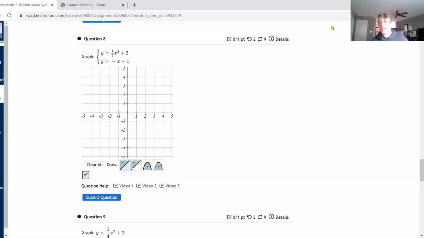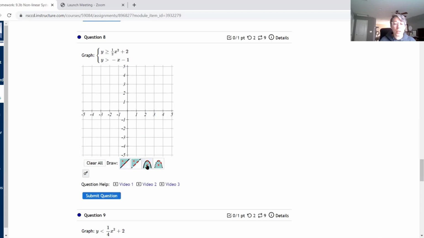Now I wanted to take a look at some of the homework here because I know some people struggle with how to graph these. So this is question 8 from your homework. The top one is a parabola. I want you to find the points of intersection. I'm only going to show you how to graph it using the tool in MOM. But this top one is going to have a solid curve. So I'm going to choose parabola with the solid.